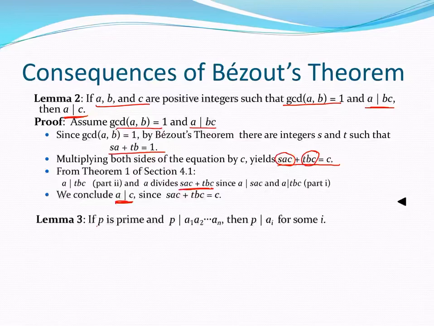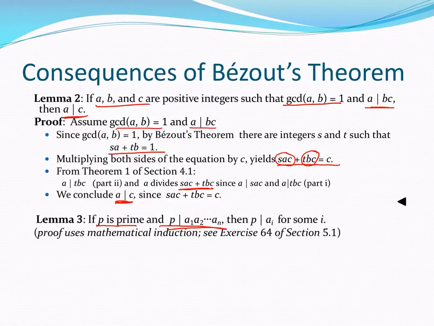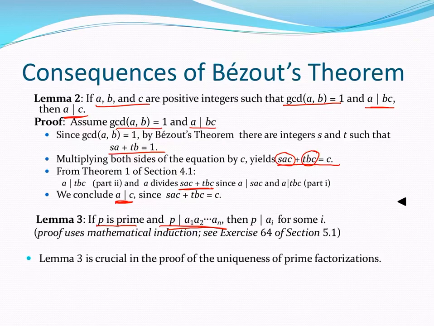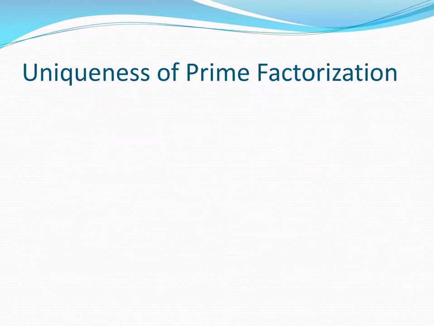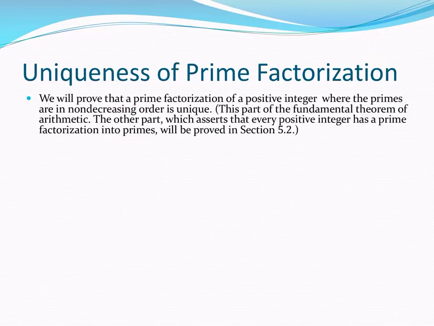This lemma we will state without proof: if p is prime and p divides the product of a1 through an, then p must divide one of those factors. And we want to prove that the prime factorization of a number is unique on the next slide. So prove that the prime factorization of a positive integer is unique.